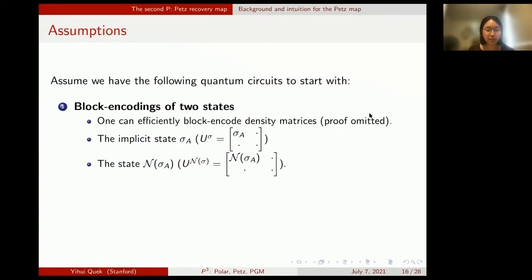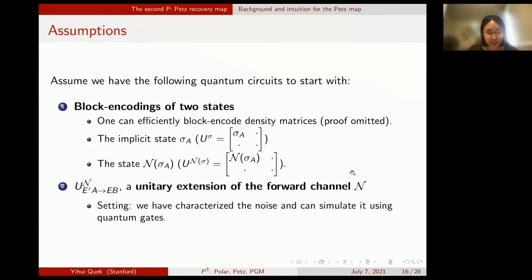And we're going to assume that we have block encodings of two density matrices, the first being the implicit density matrix sigma A, or the implicit input, and the second being the channel acting on the implicit input state. So this is kind of like the default output state of the channel.